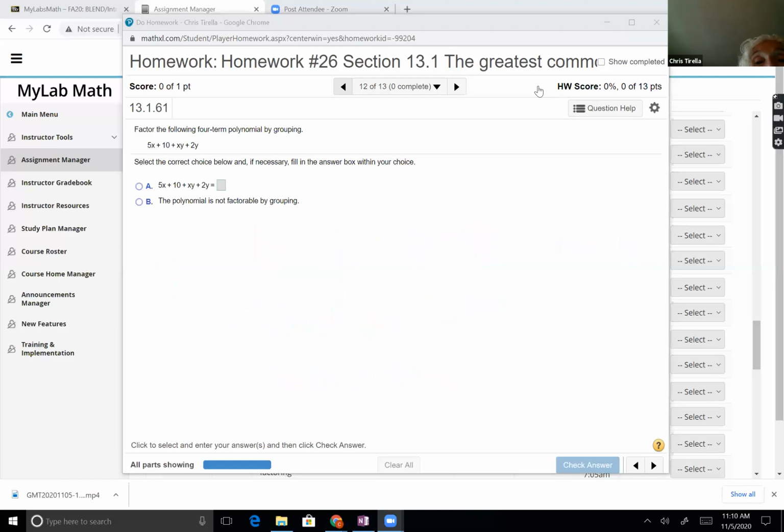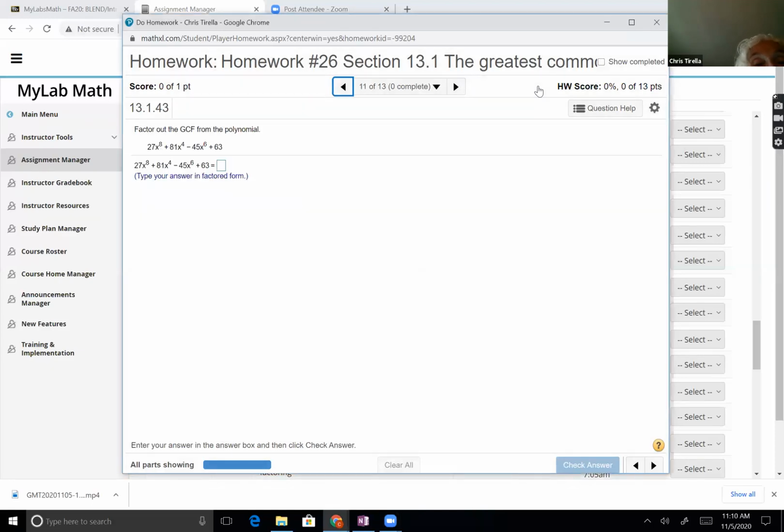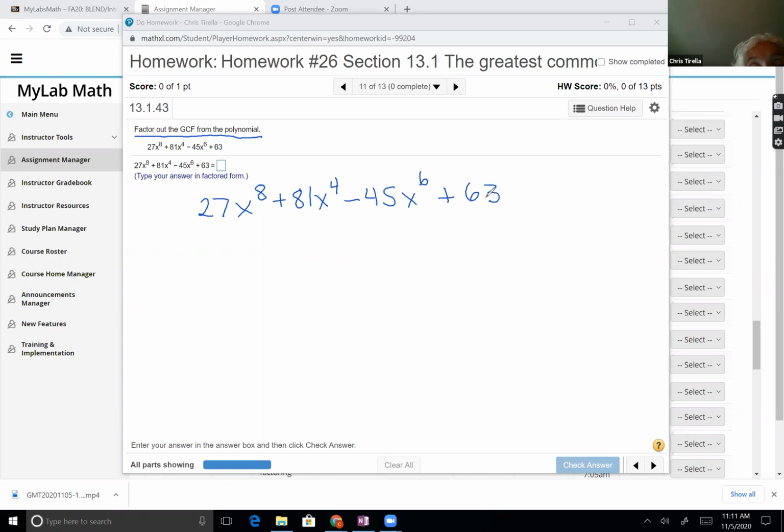I don't think there was a lot of factoring by grouping in the homework. This next one, while it's got 4 terms, do you notice, reading the directions, it doesn't say grouping, it just asks you to find the greatest common factor. So what we have here is 27x to the 8th plus 81x to the 4th minus 45x to the 6th plus 63.